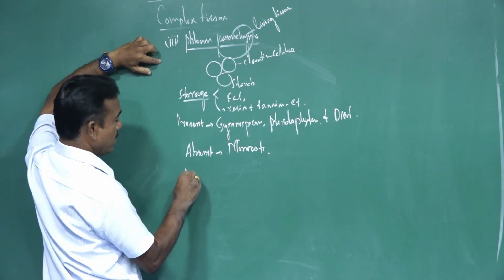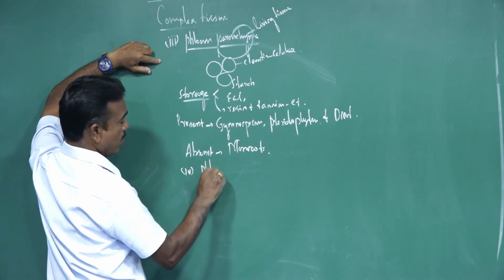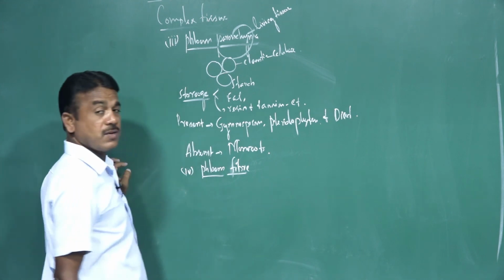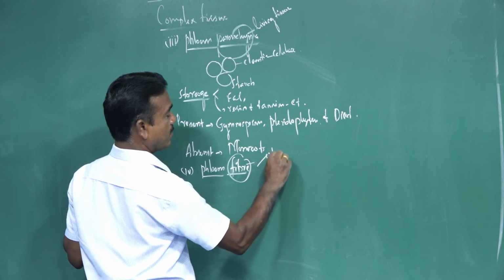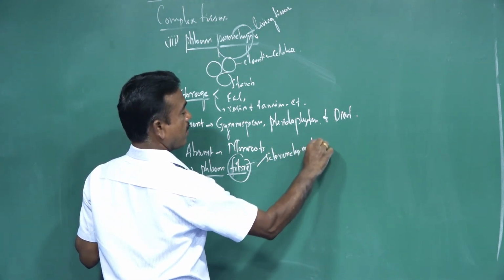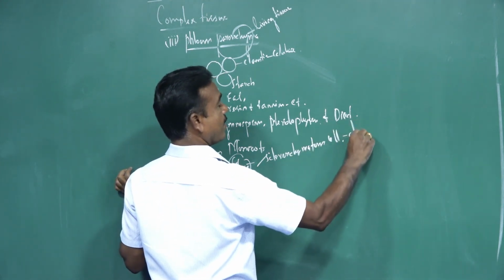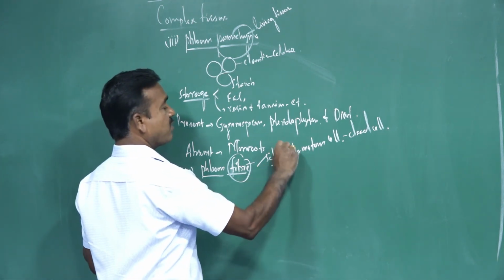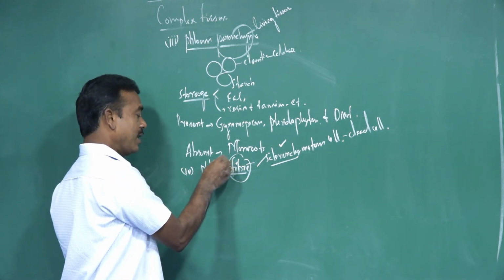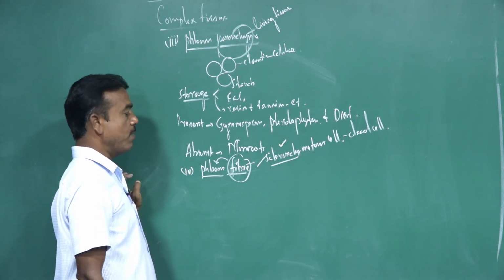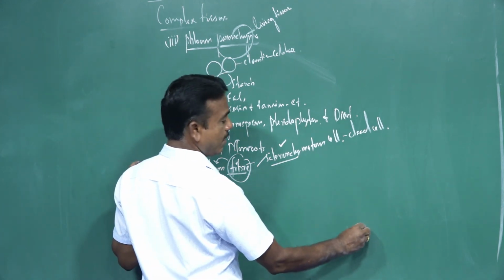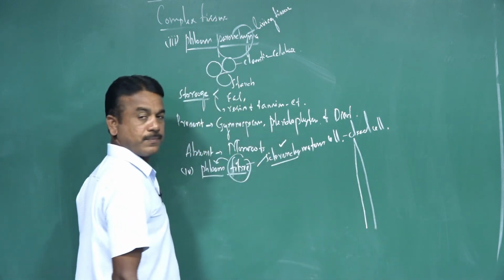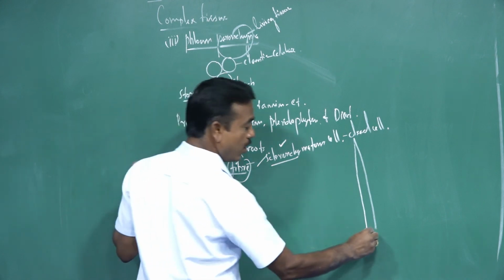Now let's go to the last one, phloem fiber. What is the definition of phloem fiber? A fiber is a sclerenchymal cell, a dead cell. A sclerenchymatous fiber associated with the phloem is commonly called phloem fiber. Structurally, phloem fiber is long and narrow with pointed ends. In cross section, it has a narrow lumen.